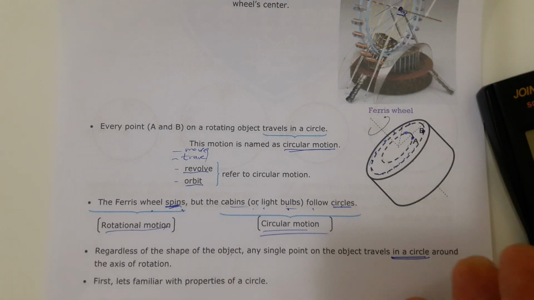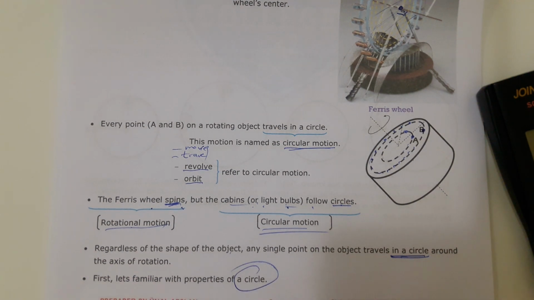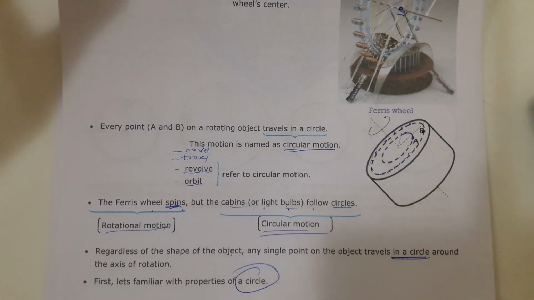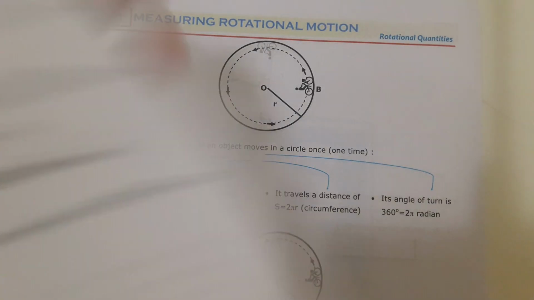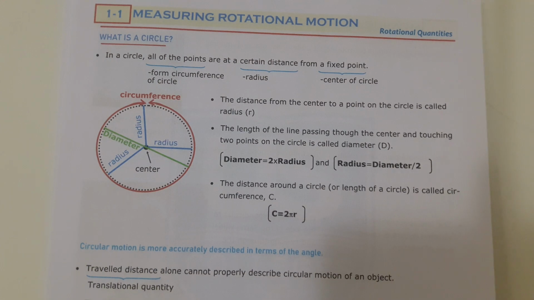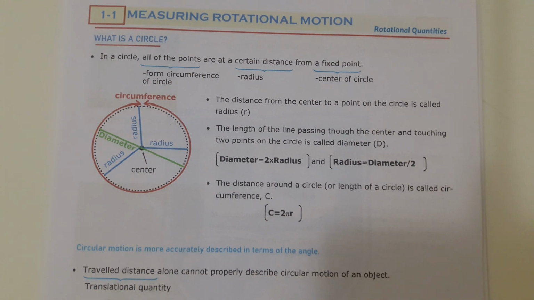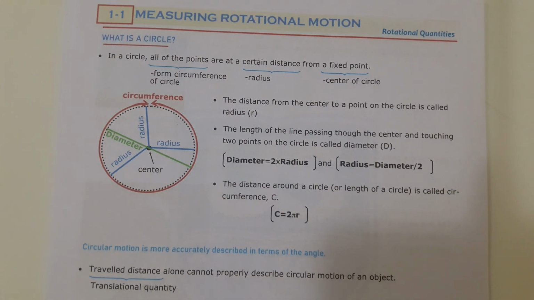So if every point on a rotating object follows a circle, then first we should learn what a circle is, the properties of the circle. Now we will define a circle. In fact, this is a little maths, but this is very important for 12th grade physics.